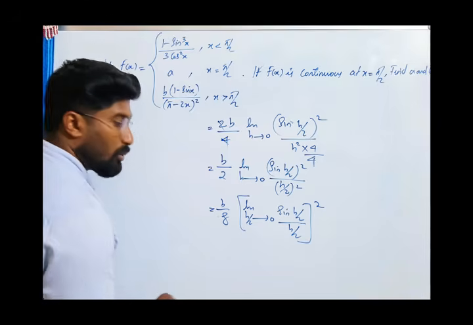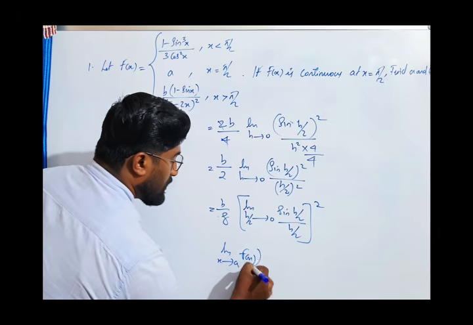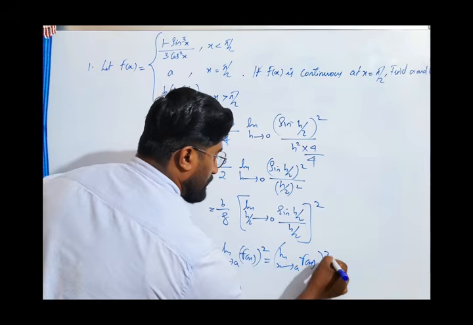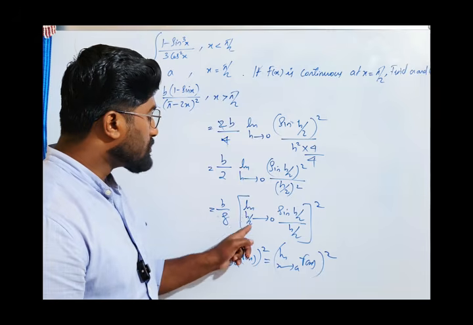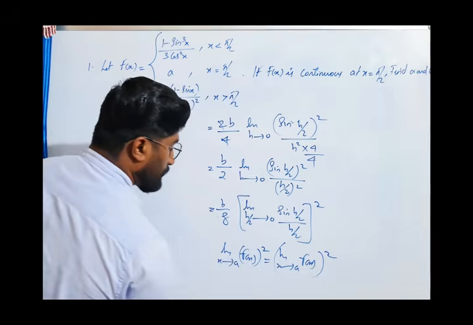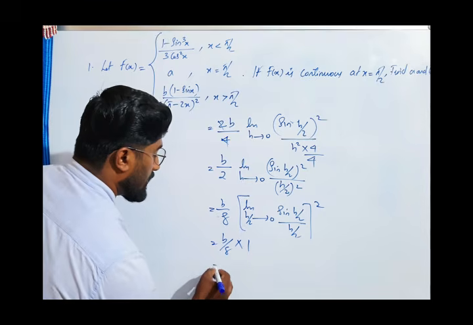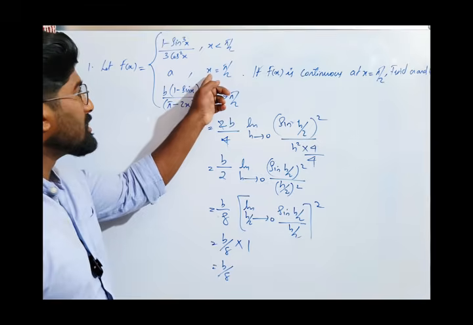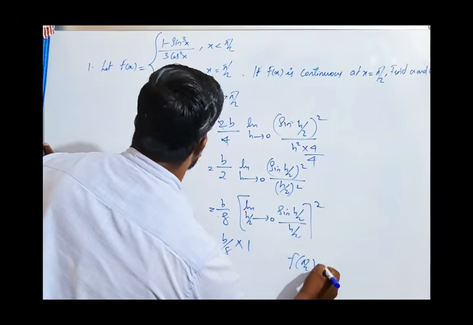There is a property: limit x tends to a, f of x the whole square is equal to limit x tends to a, f of x the whole square. Clear? By using this property I have written this. So you know that limit h by 2 tends to 0, sine h by h by 2 is equal to 1. So the answer is b by 8 into 1, that is equal to b by 8. And also we have the value of the function. When x is equal to pi by 2, we get the value of the function, that is f of pi by 2 is equal to a.